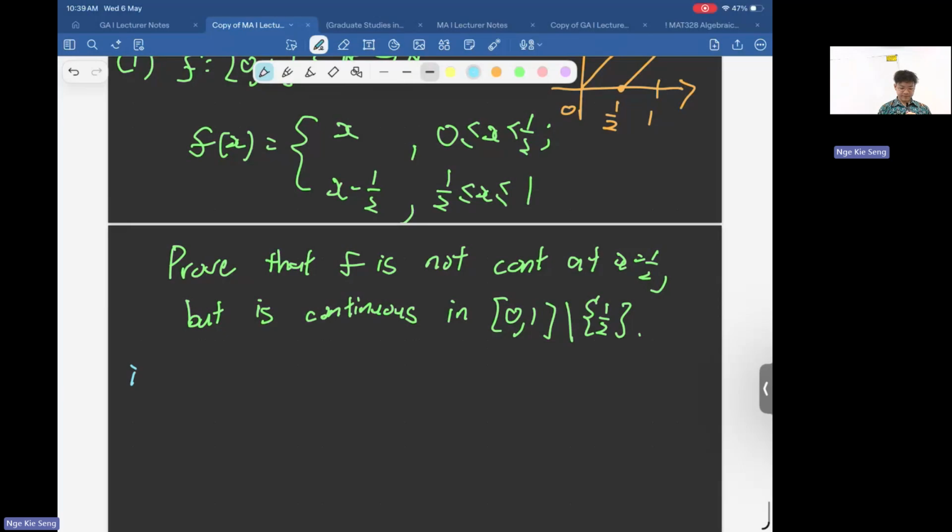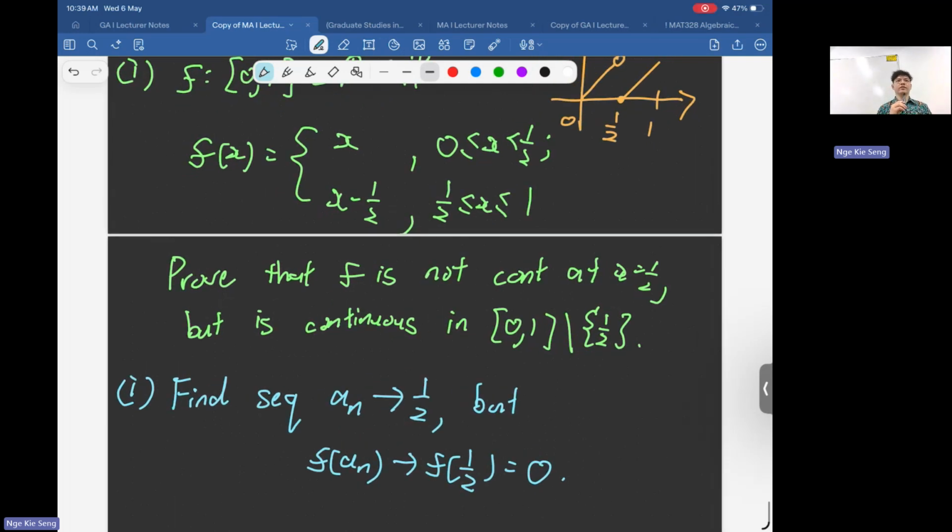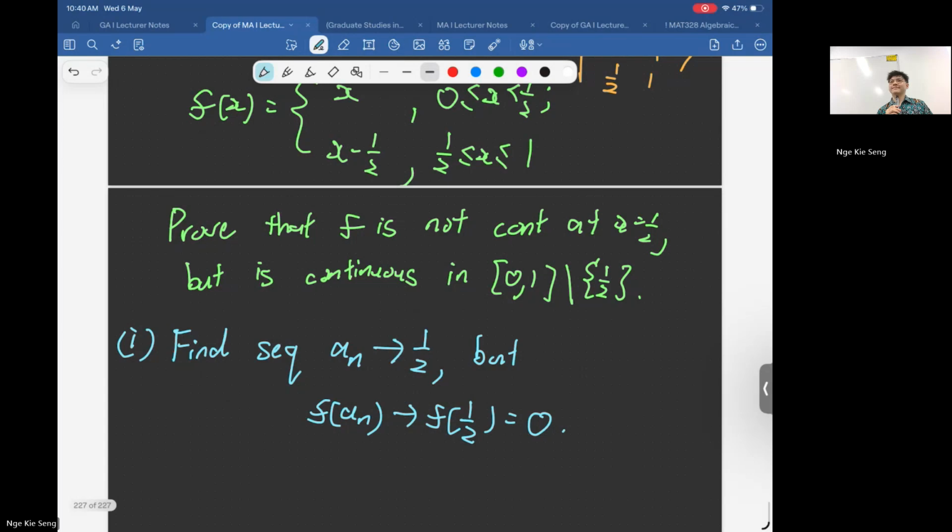So first part, find a sequence a_n that converges to 1/2, but f(a_n) doesn't converge to f(1/2), which is 0. Give me a sequence that converges to 1/2 first. Then we can check. Do things part by part. Give me a sequence that converges to half.